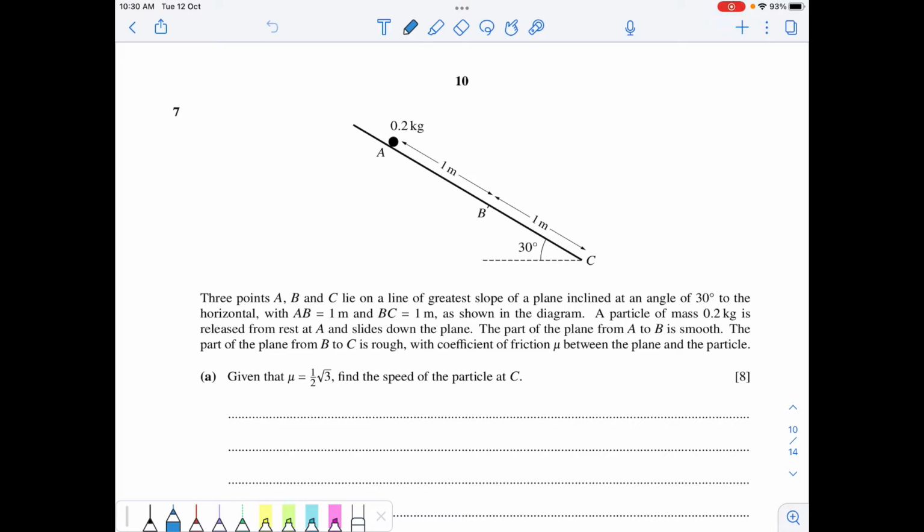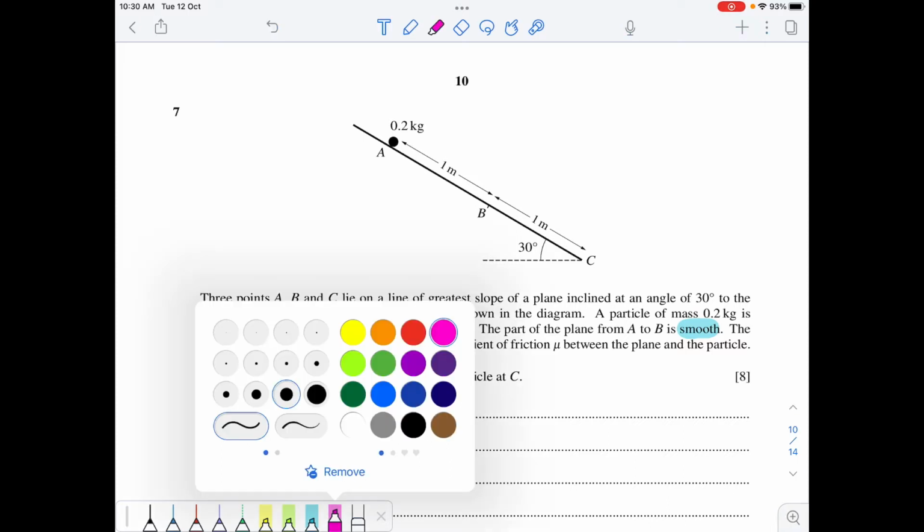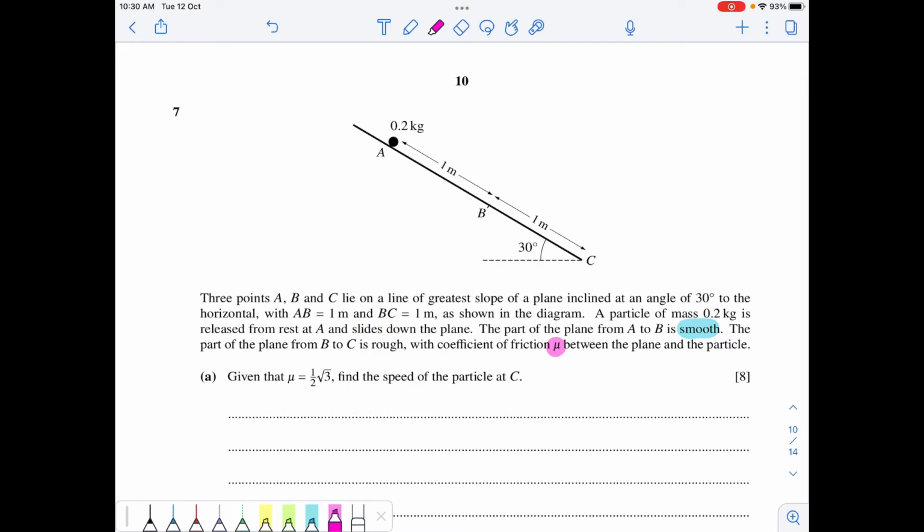We have a particle of mass 0.2 kilograms. It's released from rest at A and slides down the plane. So from A to B, it's smooth. That's very important. In other words, there's no friction. And then the part from B to C is rough, and there's a coefficient of friction of mu between the plane and the particle. So they give us the fact that this coefficient of friction is equal to 1/2 square root 3, and they want us to find the speed of the particle at C.